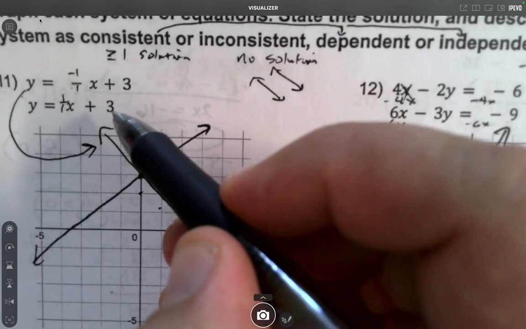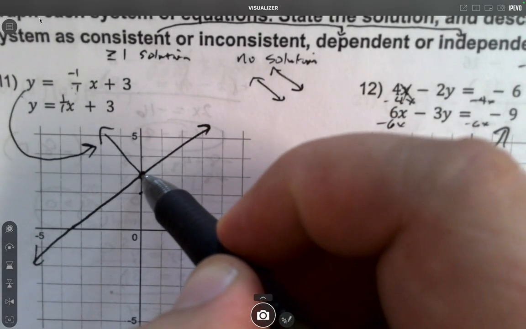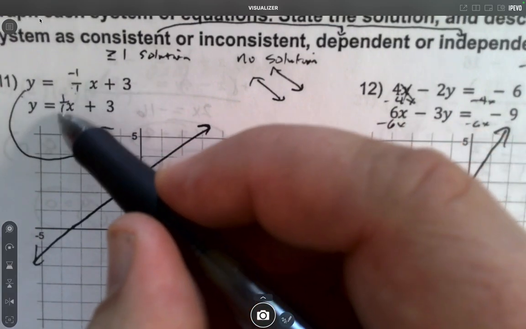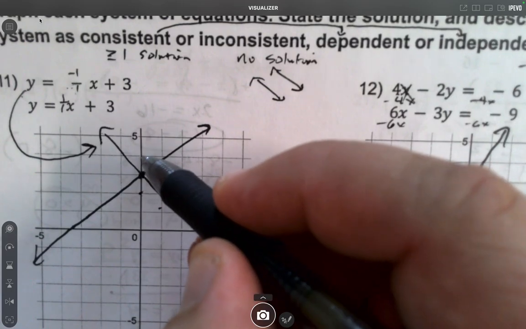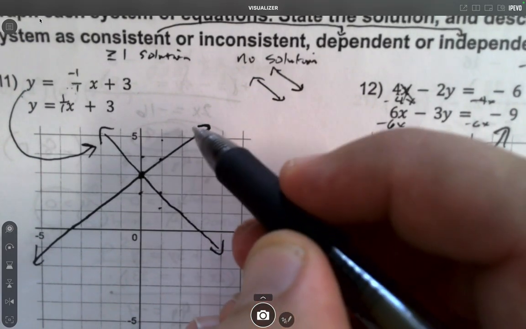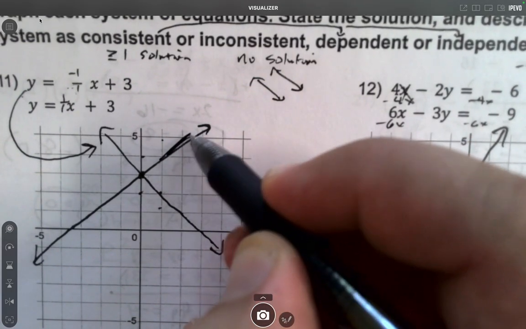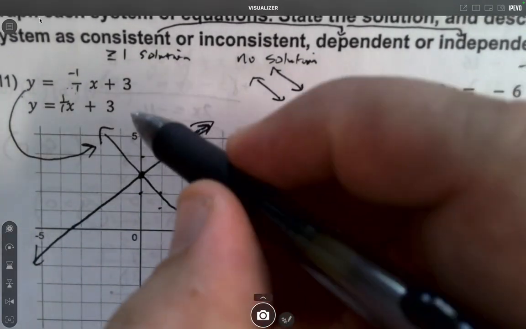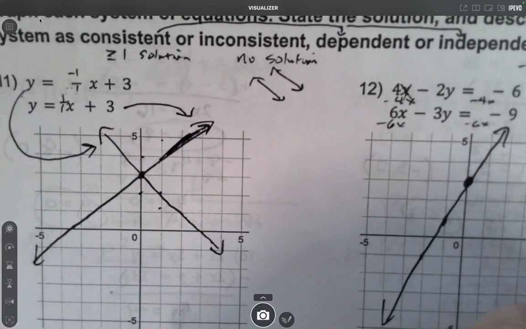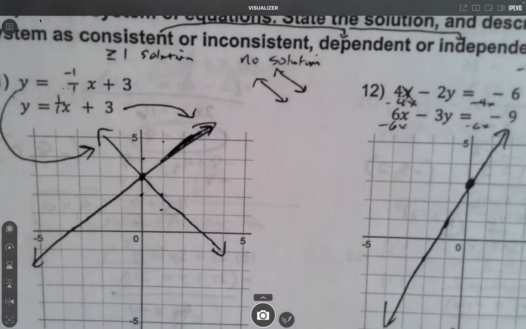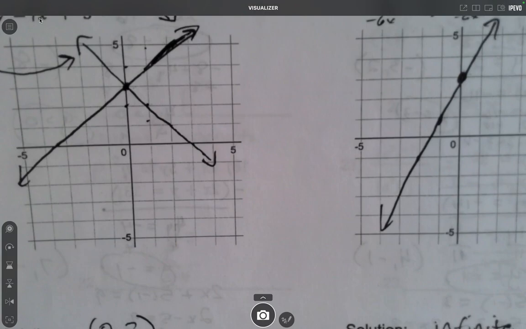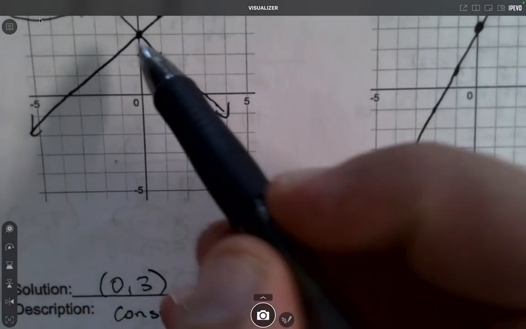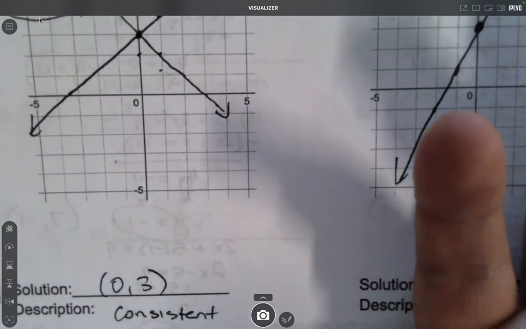Now this line also has a y-intercept at 3, but its slope was an understood 1, so 1 over 1, positive 1. So it went up 1 over 1, up 1 over 1. See, my line wasn't perfect. It happens. So this goes with that line. The solution is where the two lines meet. These two lines meet at the point 0, 3. They happen to meet at their y-intercept.